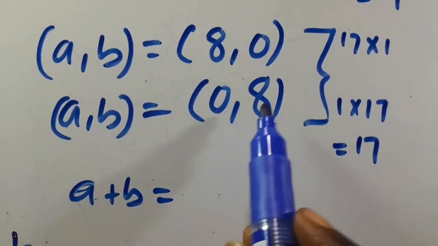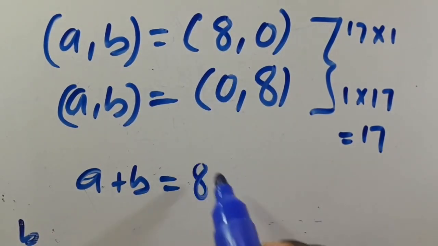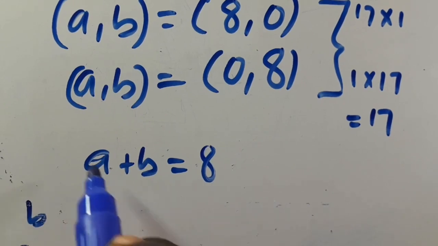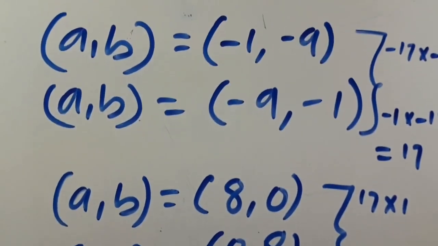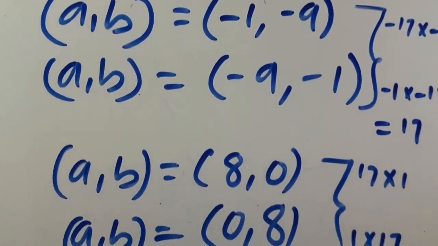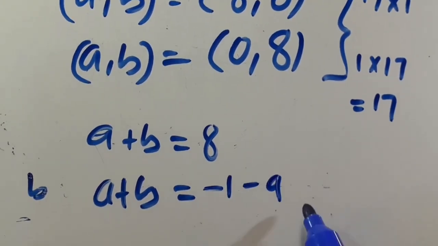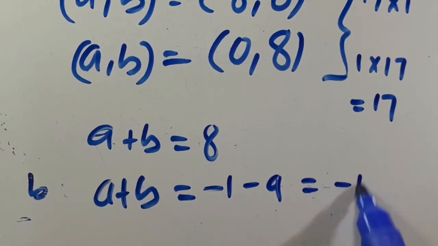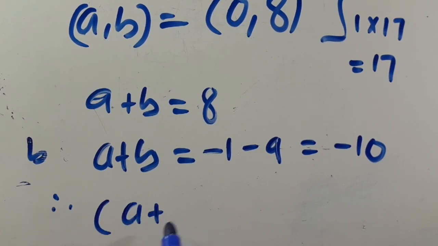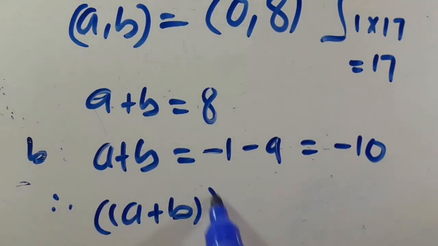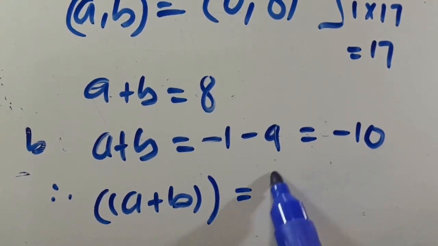From here, I think we can take it off the 1. Then it will be 8 plus 0, which is 8. That's the first one. The second one will be a plus b. From here, when we take it out of the 1, it will still be the same thing as minus 1 minus 9, and this will give us minus 10. So in general, we can have a plus b equals 8, minus 10.